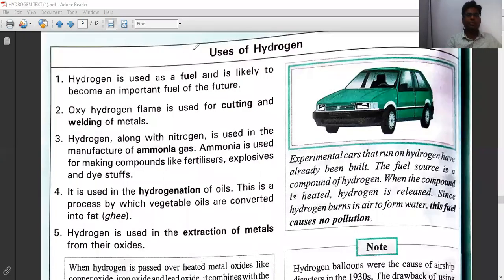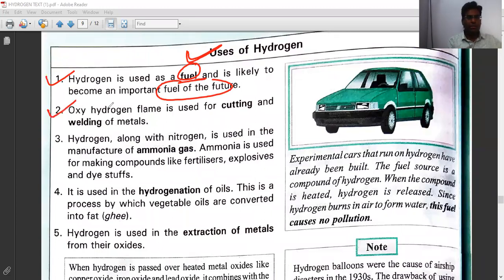Okay, next look at uses of hydrogen. So the first use is that hydrogen is used as a fuel and is likely to become an important fuel of the future. So hydrogen is a good fuel, so we can use it in the future, because this is a very costly fuel. That's why we are not using it nowadays, but in the future, after 5 or 10 years, we will be using hydrogen gas as a fuel.